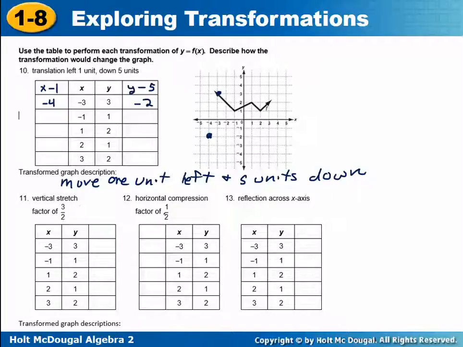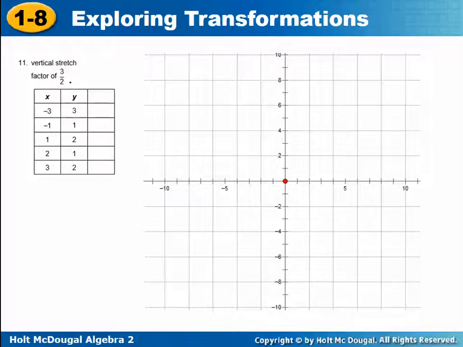For the vertical stretch, the horizontal compression, and the reflection across the x-axis, I thought we'd look at one of those now. All right, we are going to do a vertical stretch, which means that we are going to take our y-coordinate and multiply all of our old y-coordinates by 3/2. If you prefer, you could use 1.5 times y. So -3 for the x-coordinate is going to stay, but our new y-coordinate would be 3 times 3/2, which is 9/2.